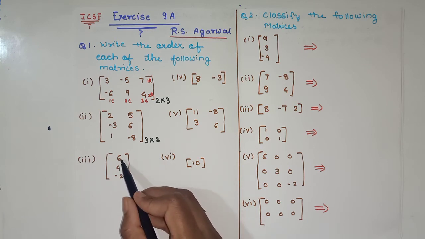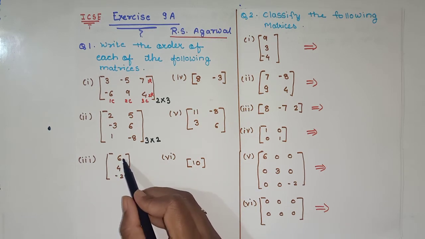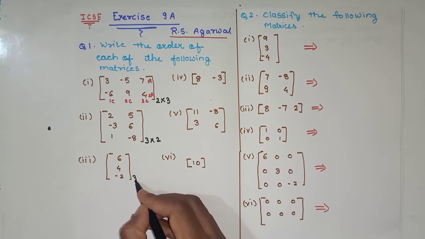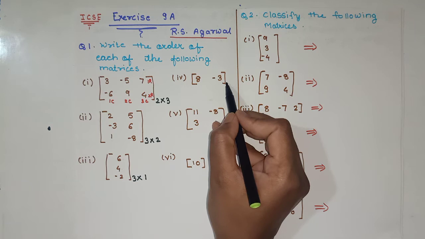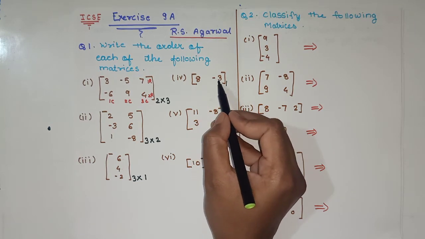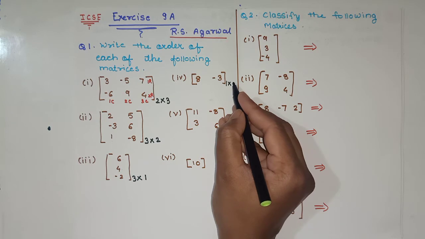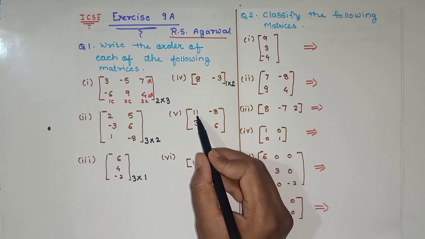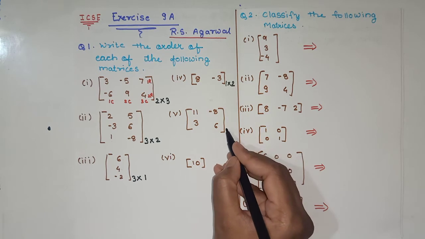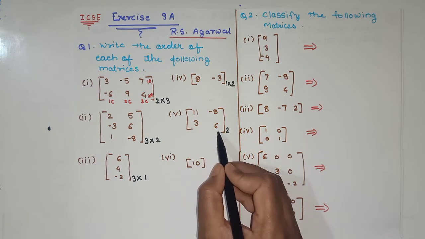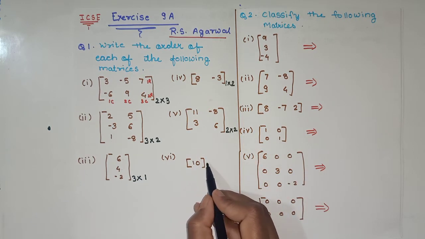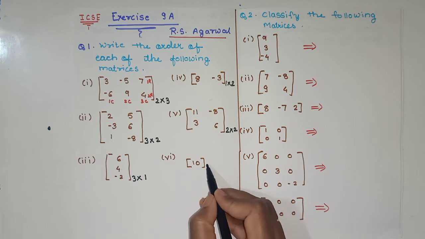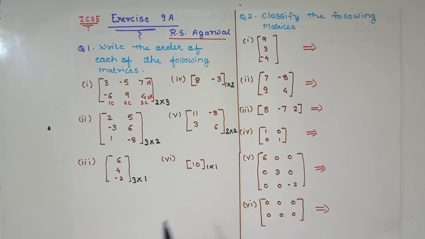Same way here in the third problem, how many rows are there? 1, 2, 3. And how many columns? Just 1 column. So the order of this matrix is 3 by 1. Here, how many rows? 1 row. And how many columns? 1, 2. So the order of this matrix is 1 by 2. Same way here, how many rows? 1, 2. How many columns? 1, 2. So the order of this matrix is 2 by 2. Same way here, how many rows? 1. How many columns? 1. So the order of this matrix will be 1 by 1.